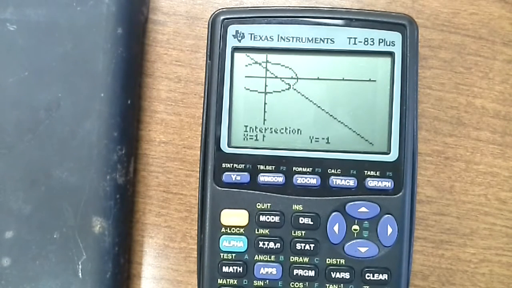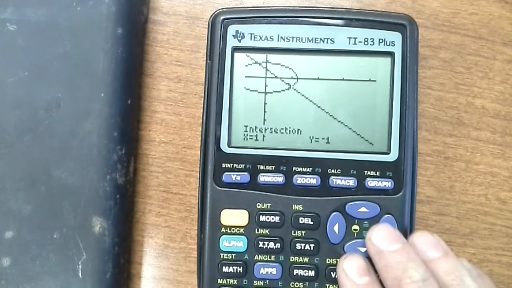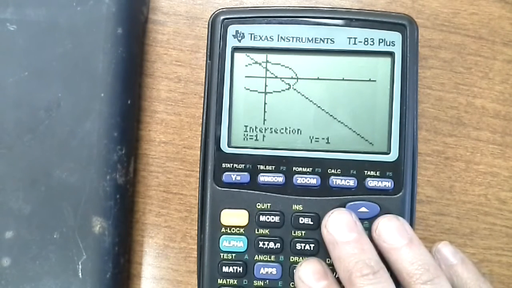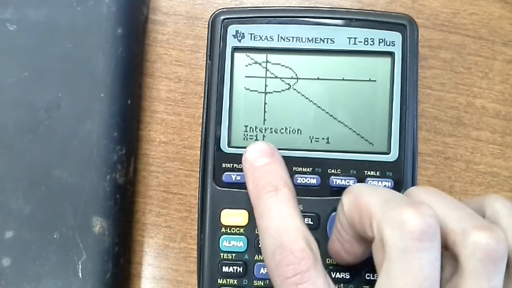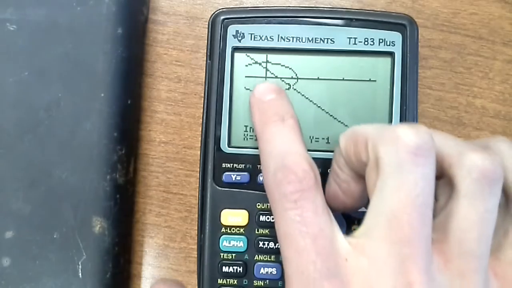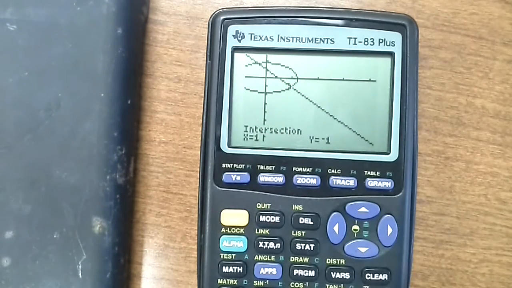So our first point of intersection here, it looks like, is 1 comma negative 1. And, okay, I got confused on this little symbol there. That's just a part of our axis. So a value of x is 1 and y is negative 1 for our first answer.